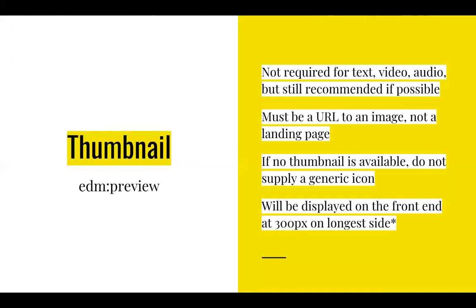If thumbnail is not available, do not supply a generic icon. We'll be supplying generic icons for items that don't have thumbnails in our front end. So we don't want to get a mix of different styles of icon. It kind of looks better and makes a better experience for users if they all are using the same generic icon. So that's why I say that thumbnail isn't necessarily required. If there isn't a thumbnail in a record, we will sub in our own generic icon in the interface.